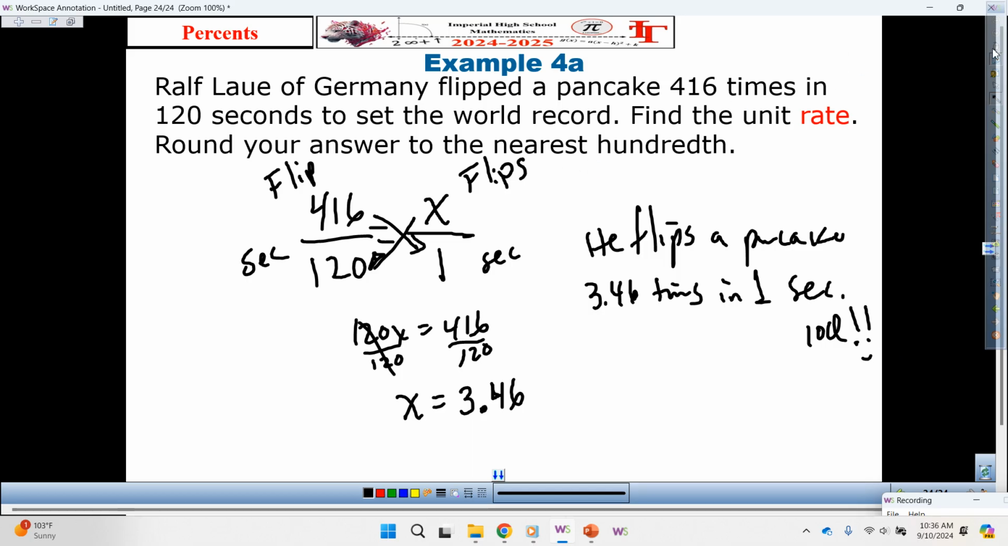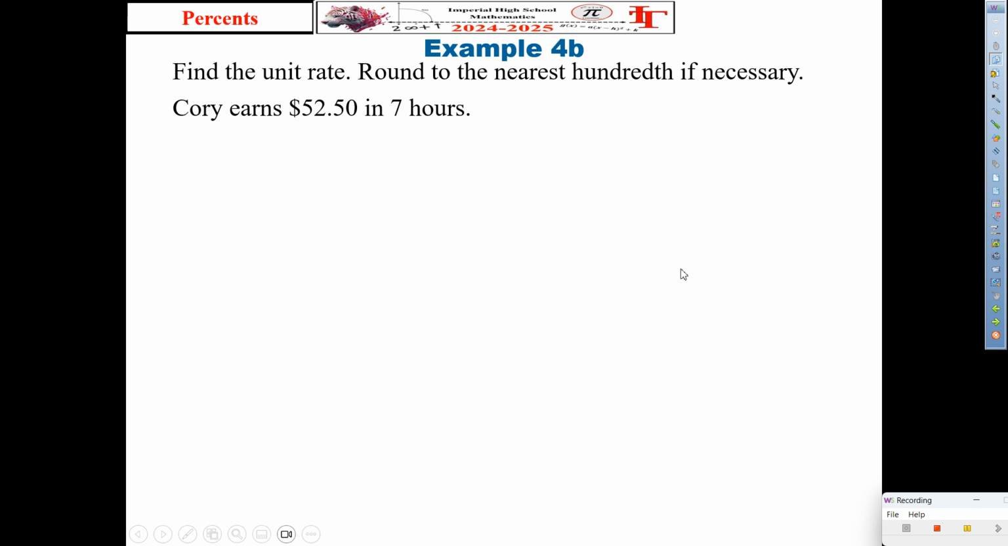All right, here we go. Copy this, please. Example 4B. Just copy the last sentence. It reads, Corey earns $52.50 in 7 hours. And of course, the instructions are to find the unit rate. Do that on your paper. Let me send you the screen. Send me your work as soon as you're done. Then we'll have Mario continue with our road to finishing this lesson.